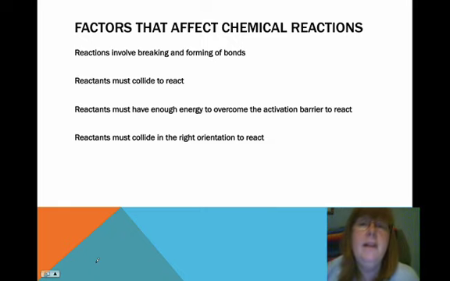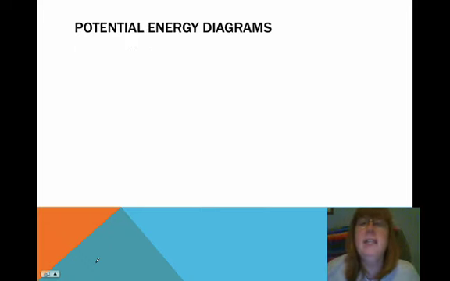Well, if they have enough energy, they also have to have the right orientation. They have to be lined up in just the right way in order to react. And then, if they collide with the right orientation, with enough energy, their bonds will be broken, and then the bonds in the products will be formed. So a chemical reaction is nothing more than bonds breaking and bonds forming. So let's go ahead and look at a potential energy diagram.